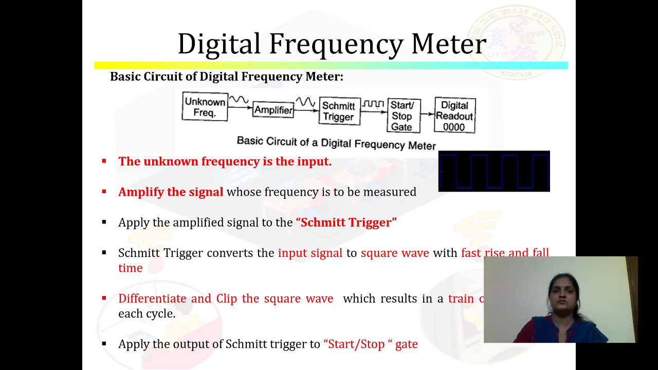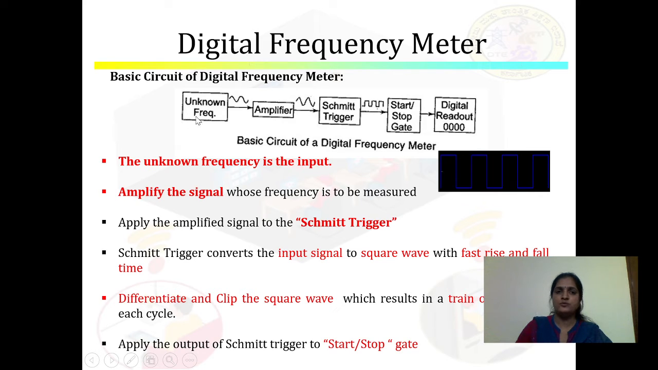Now in this session we will discuss one more important topic called the digital frequency meter. The name itself specifies it's a meter capable of measuring an unknown frequency. This block diagram gives the information about the digital frequency meter. It consists of 3 important blocks: one is the amplifier stage, the second is the Schmitt trigger, and the third is an important stage called the start-stop gate. Once again we are using the gate concept, and finally the measured frequency will be read out with a digital readout option.